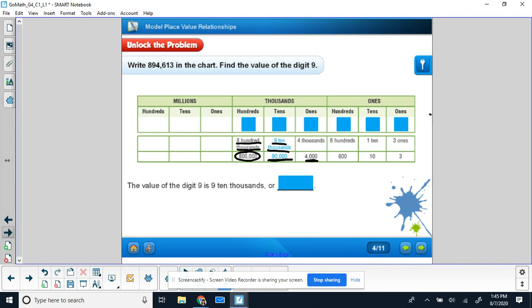Okay, so the blue that you see right here, the 9 ten thousands, they're asking you, the value of the digit 9 is 9 ten thousands. They have it here in word form for you, and they want you to fill in the number value, which is 90,000. I'm going to give you just a minute to fill that in for yourself, and then we are going to keep going.